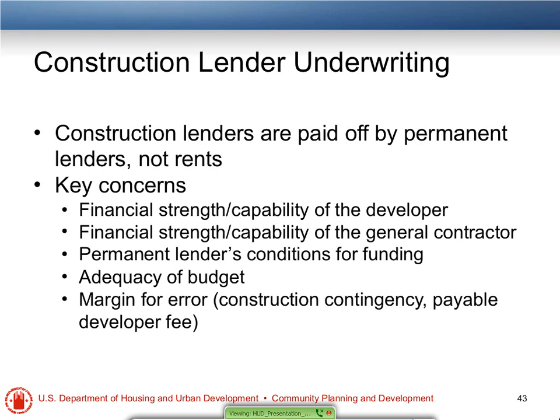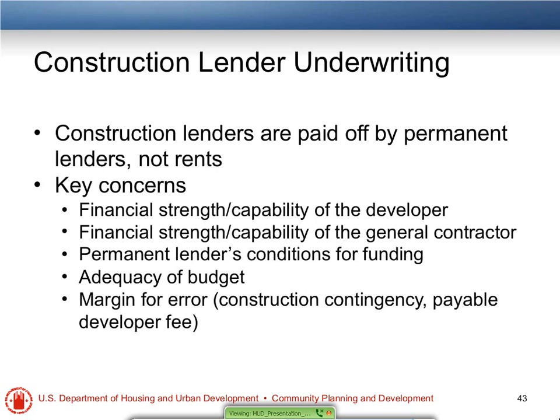In addition, we're going to be looking at the permanent lender's conditions for funding. What kind of occupancy do we have to reach before the permanent lender comes in to take out the construction loan? We're going to be looking at maybe they have to reach break-even points for a certain period of time, or they have to reach a certain level of profitability before the permanent lender comes in and funds the permanent loan.